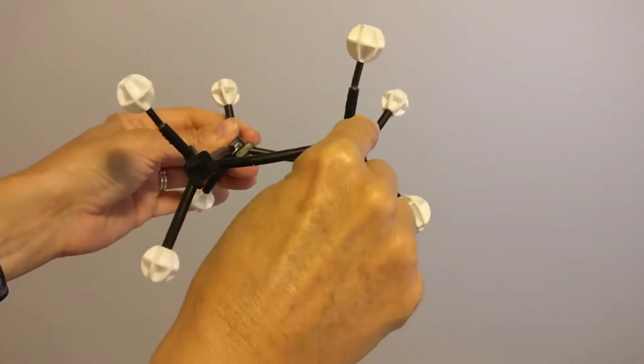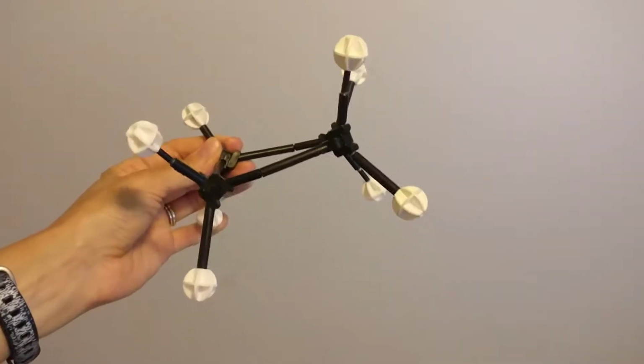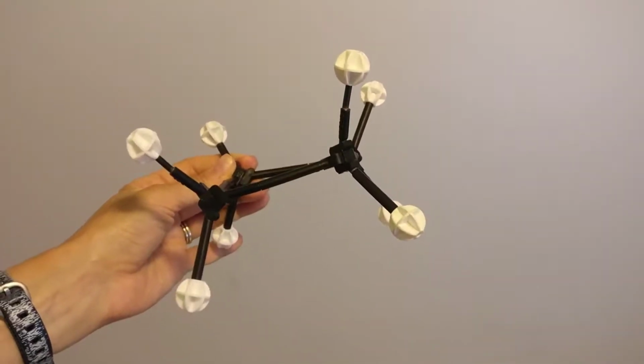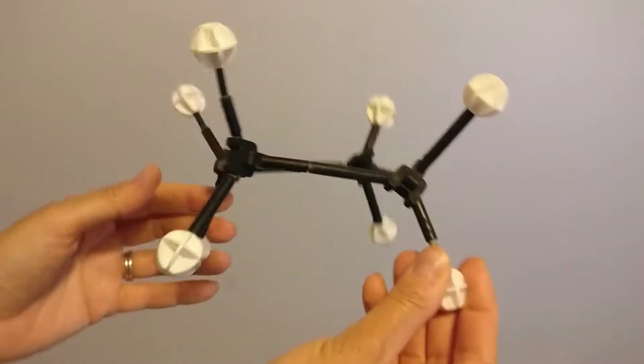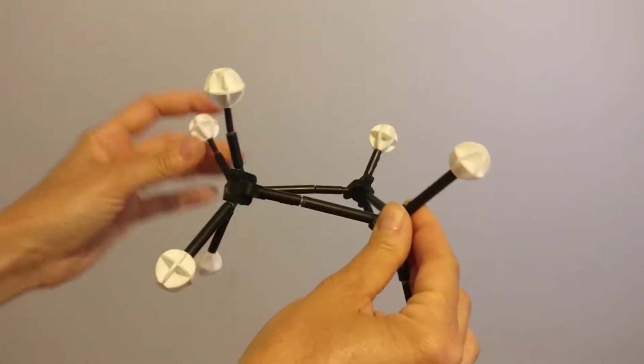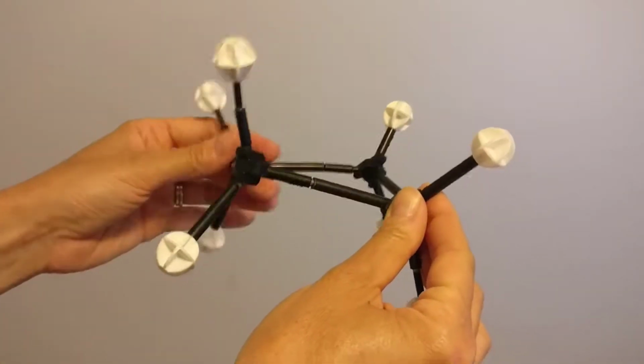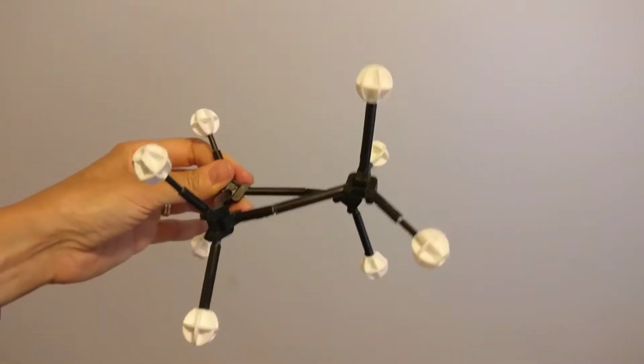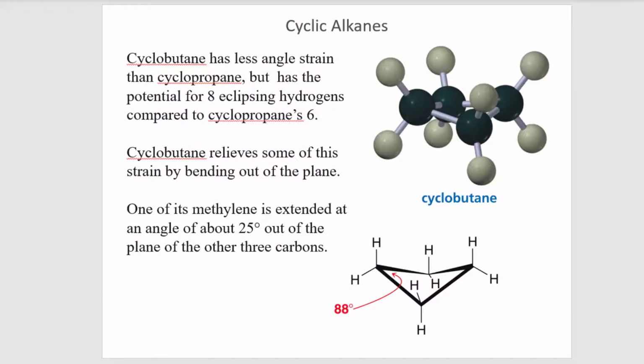It's not 60 degrees, but it does have the potential for 8 eclipsing hydrogens compared to the cyclopropane 6, but it relieves that by bending a little bit. It's got a little bit of bend in it, and that relieves a little bit of the torsional strain. So you can see that you still have eclipsing, but you can get a few of them just slightly not eclipsing.